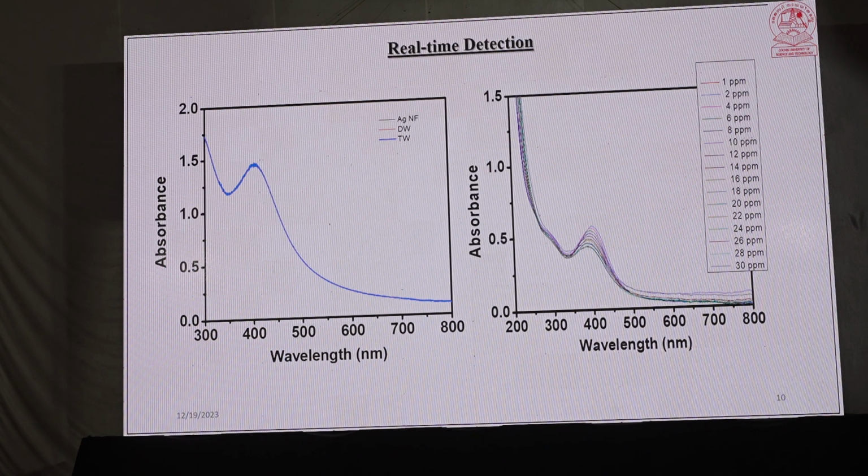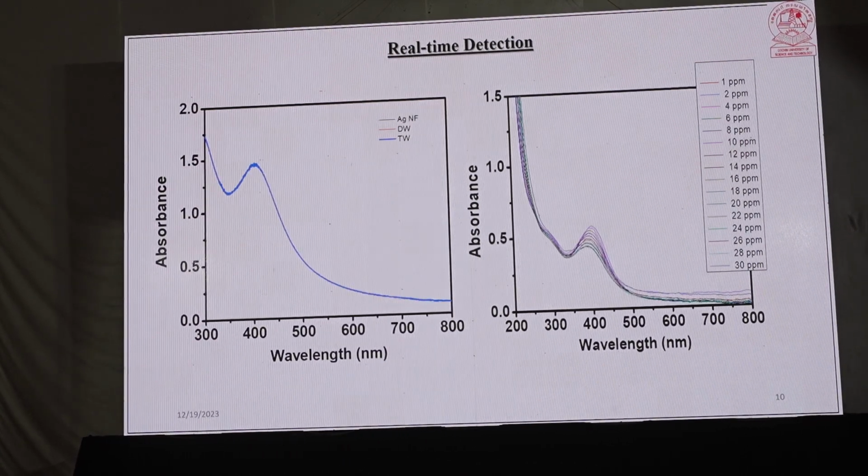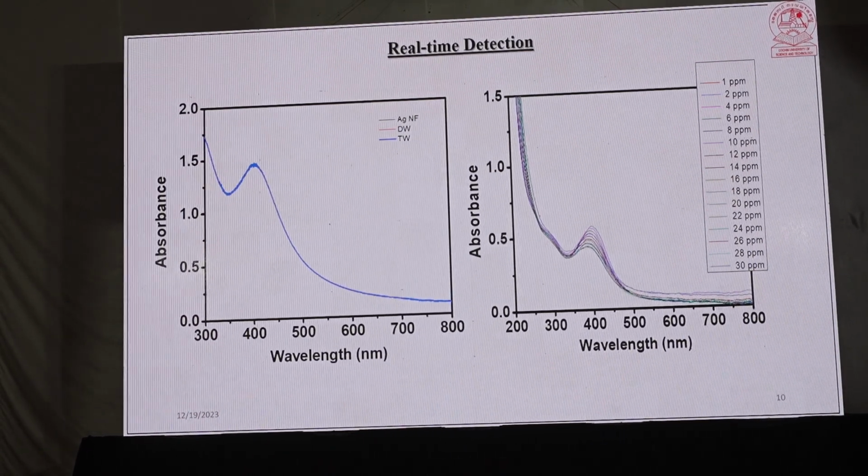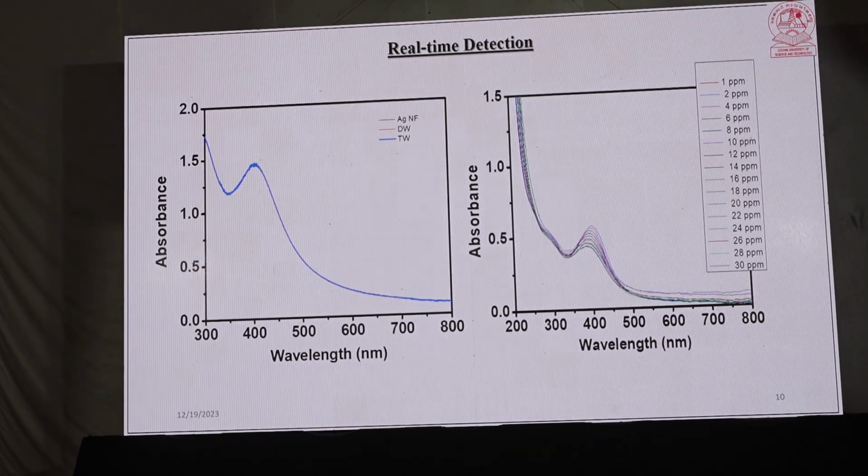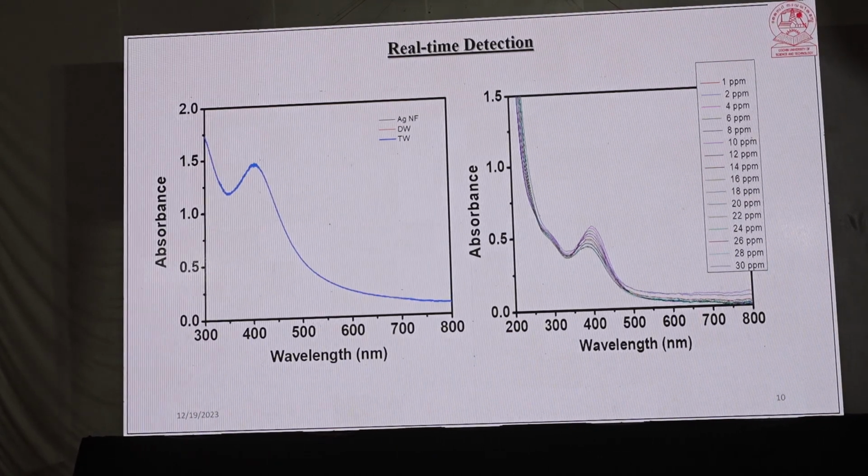And the real-time analysis is also done with the neighboring water bodies near the PET canvas. Here we can see that there is no shift in the absorption peak of the silver nanoparticle in the composite film. That shows the absence of mercury in the neighboring water bodies. And the spiking method is also done with drinking water, added with 1 ppm to 30 ppm of the mercury solution. Here also we can see that there is a linear decrease in the absorption intensity.